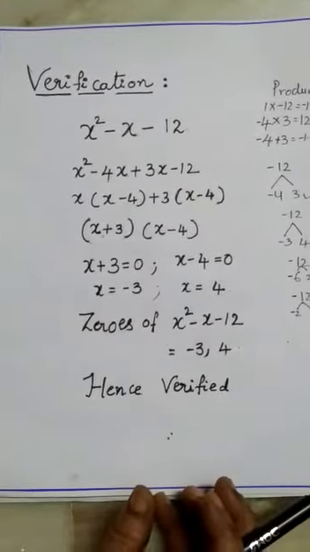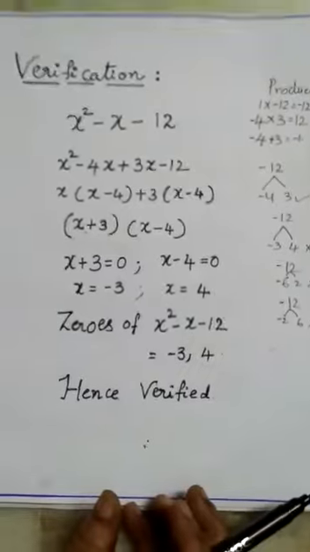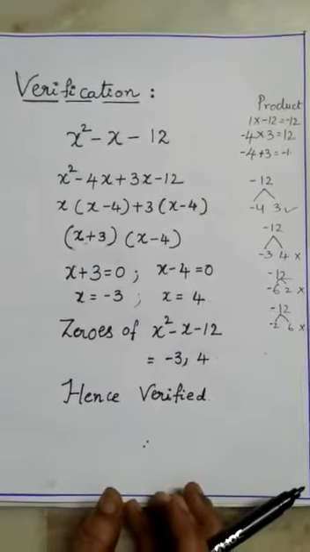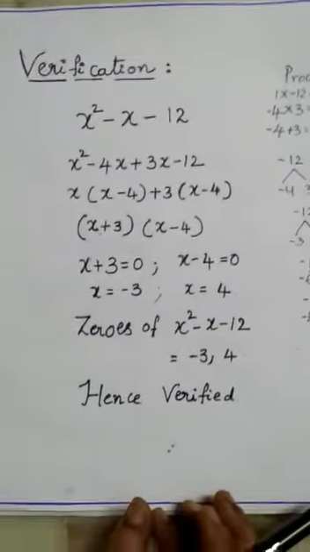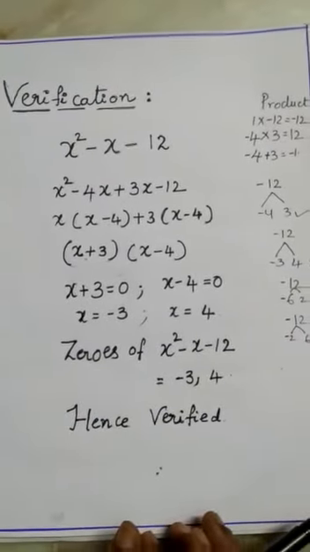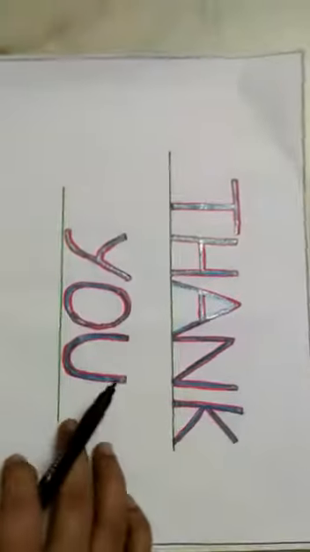So children, in this way you must do the graph of the quadratic polynomial. You have to find the values of the quadratic polynomial first, make the table, then plot the points on the graph and find the zeros, and then algebraically also you have to verify whether the zeros you got through the graph are correct or not. I hope you might have understood today's session, children.